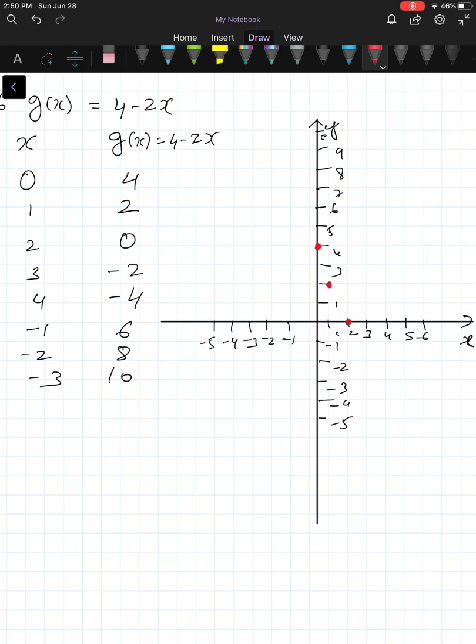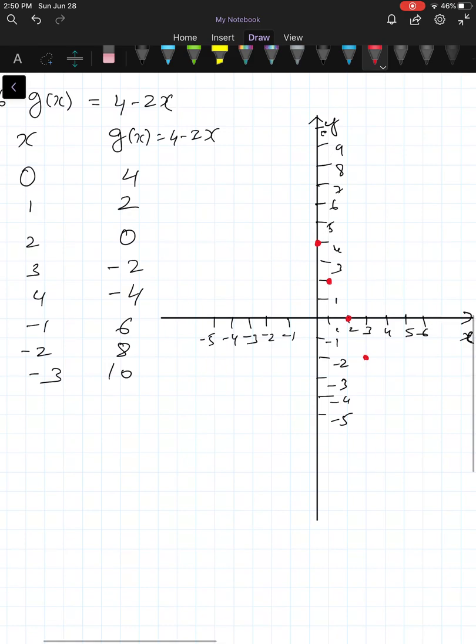3 comma -2 is here. Then 4 comma -4 is here. And -1 comma 6 is here. Then -2 comma 8 is here. -3 comma 10 is here.